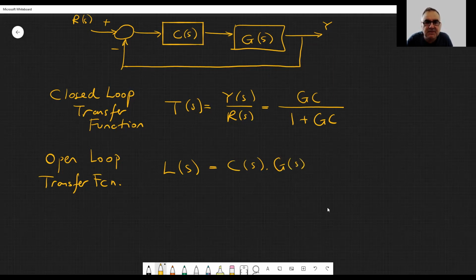That is, C times G gives you the so-called open loop transfer function, the controller times the plant. So T of S is simply L of S divided by 1 plus L of S. Okay.